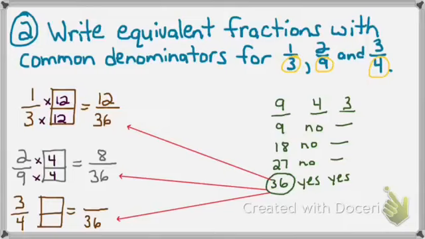Let's look at my last fraction, 3/4. Well, what do I do to a 4 to turn it into a 36? I'm making it larger, so I have to multiply. 4 times what equals 36? 4 times 9 equals 36.